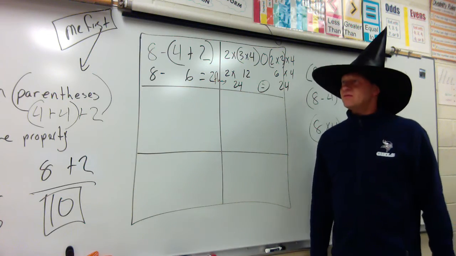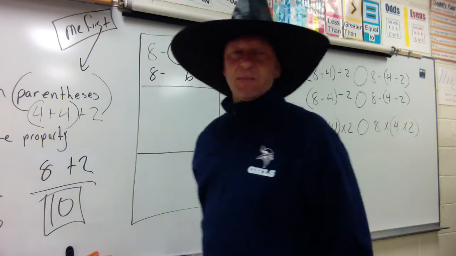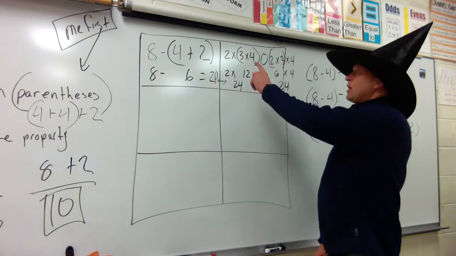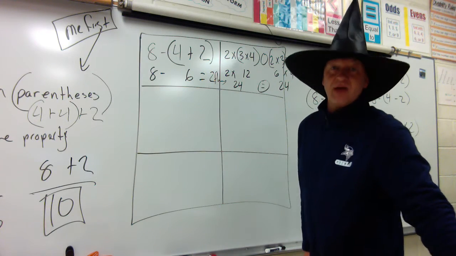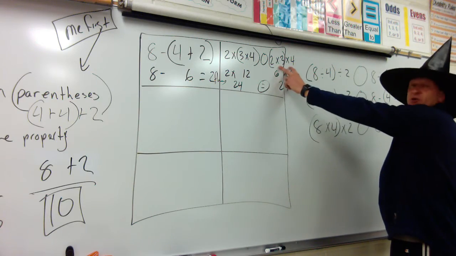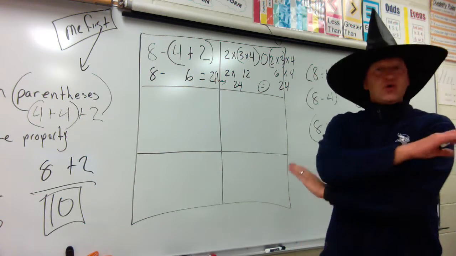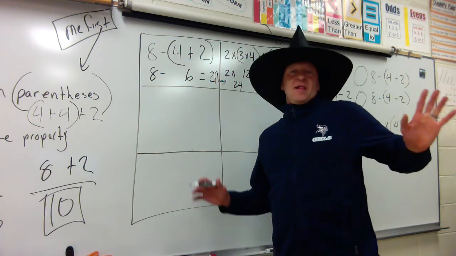What? That's weird, because over here we said the parentheses make a difference, but here we didn't. Yeah, anytime you got a multiplication sign and a multiplication sign, it doesn't matter. That's the associative property of multiplication. Anytime you have a multiplication sign and a multiplication sign, it doesn't matter. The parentheses don't matter. Now, anytime you have an addition sign plus an addition sign, they don't matter.